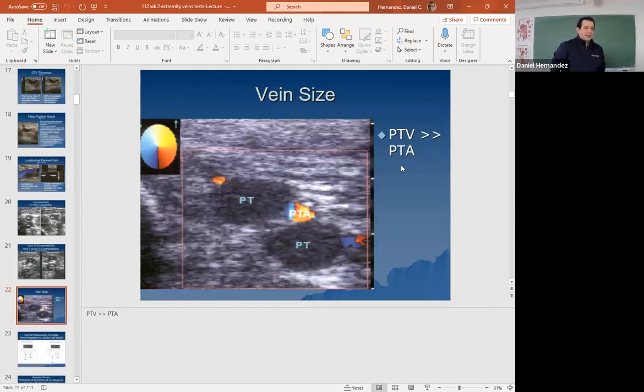So this is a good example showing vein size. So our posterior tibial artery and the two posterior tibial veins. So you can see these vessels are quite dilated. We see absence of color flow within them. So this is indicating an occlusive thrombus within those vessels itself. Appears hypoechoic, particularly to the surrounding tissue. So this is an example of an acute DVT within the posterior tibial veins.